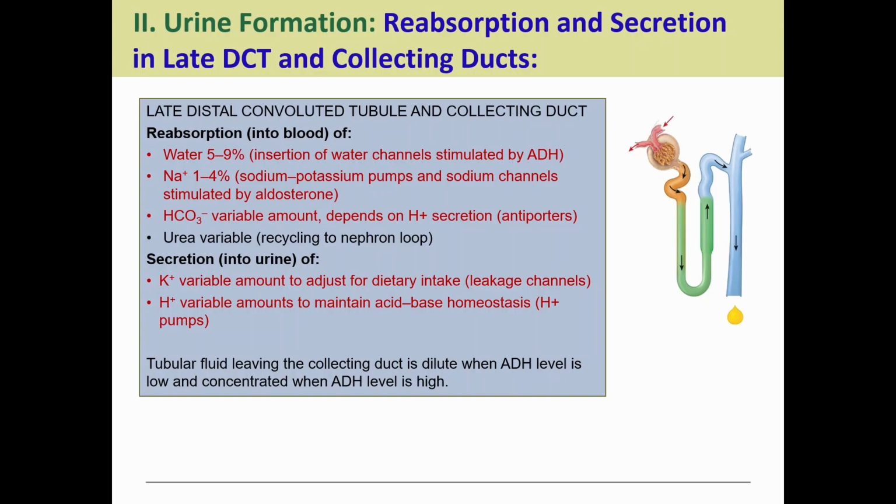And so we get this nice and neat table put together showing what's going on. We're going to reabsorb a little bit more water, a little bit more sodium, and bicarbonate, depending on the pH and whatnot. So we're going to be doing this in response to ADH and aldosterone. Urea is just variable, if we're recycling it to the nephron loop. And then secretion, we're going to push potassium in. We're also going to push hydrogen ions in to maintain pH balance.